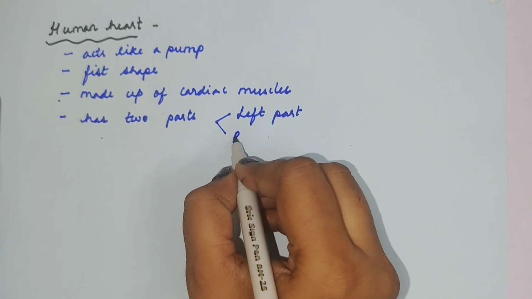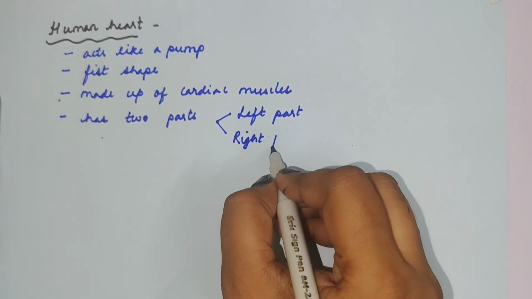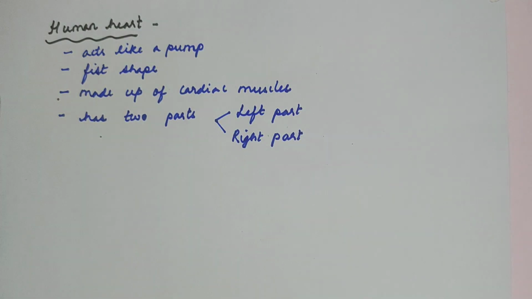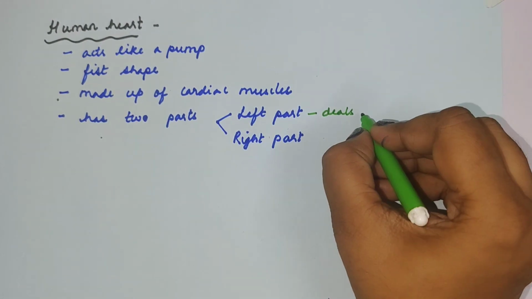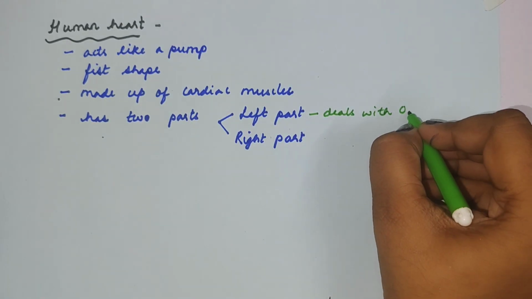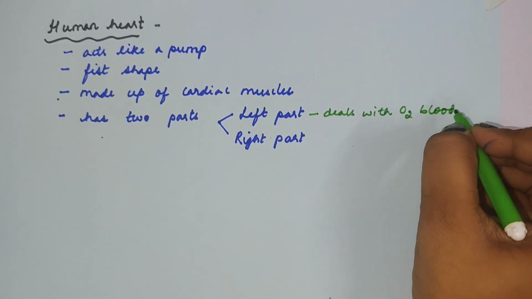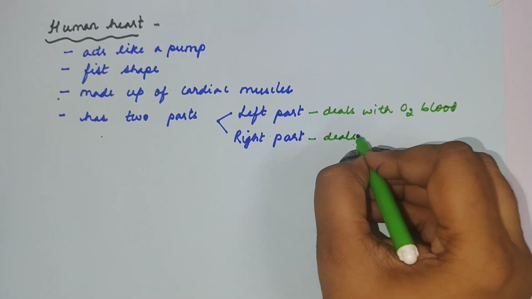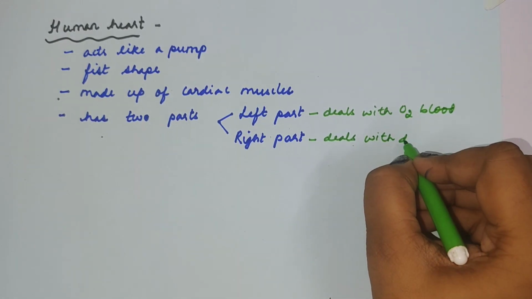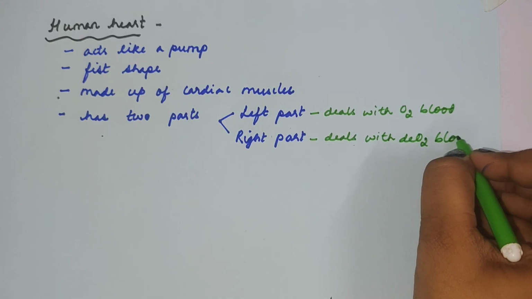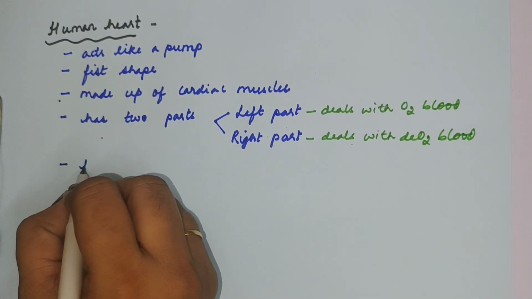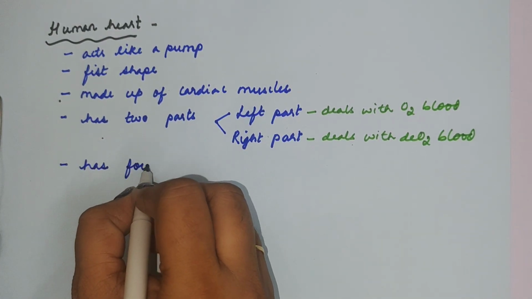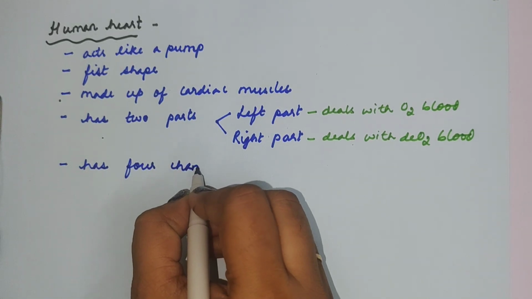The left part of our heart deals with the oxygenated blood, whereas the right part of our heart deals with the deoxygenated blood. Means the left part of the heart has the oxygenated blood, whereas the right part of the heart has deoxygenated blood. Deoxygenated blood means the blood in which the concentration of oxygen is less and the concentration of carbon dioxide is more. Also, our human heart has four chambers.